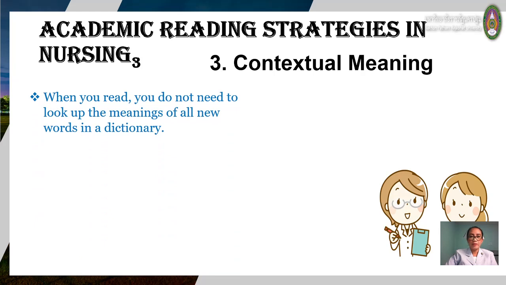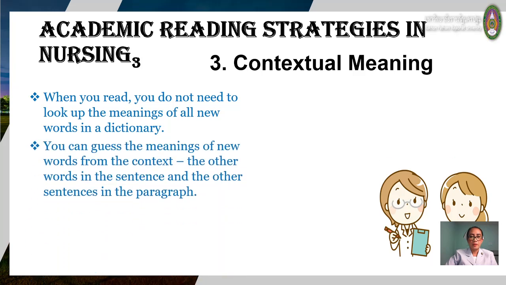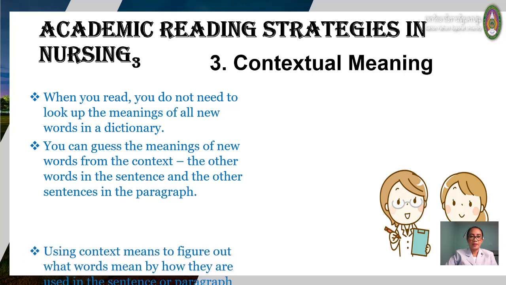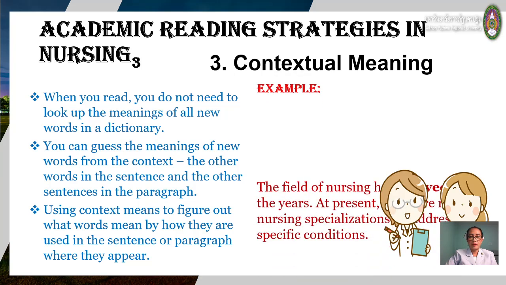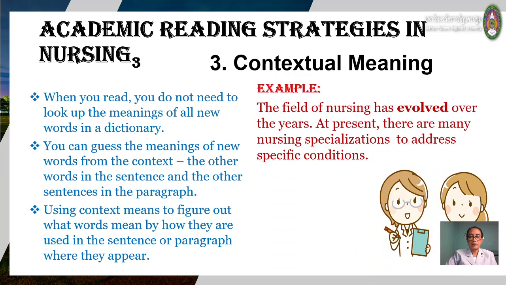So when you read, you do not need to look up the meanings of all new words in a dictionary. Okay, another tip, you can guess the meanings of new words from the context, the other words in the sentence and the other sentences in the paragraph. Using context means to figure out what words mean by how they are used in the sentence or paragraph where they appear. So let's say, for example, this one, contextual meaning.